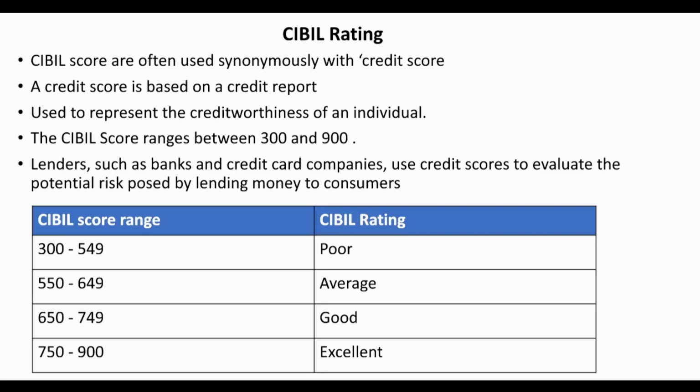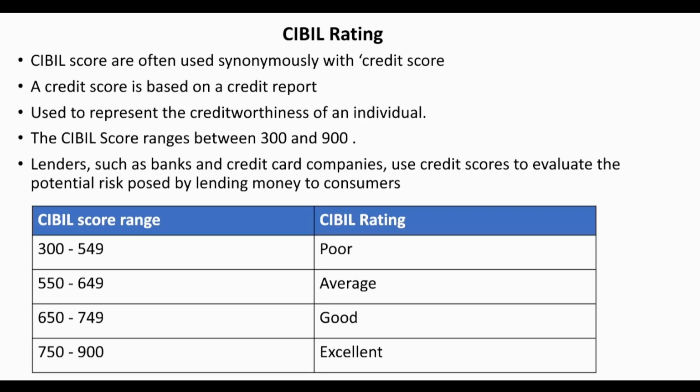CIBIL score is often used synonymously with credit score. That means they almost mean the same thing. A credit score is based on a credit report, and it is often used to represent the creditworthiness of an individual. So in our case, we will use a CIBIL score, and it will range between 300 and 900. Lenders such as banks and credit card companies often use credit score to evaluate the potential risk posed by lending money to customers.